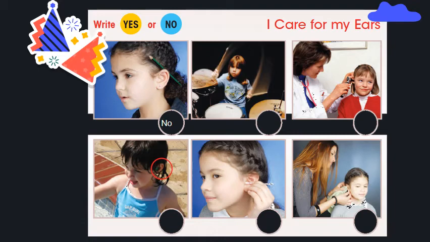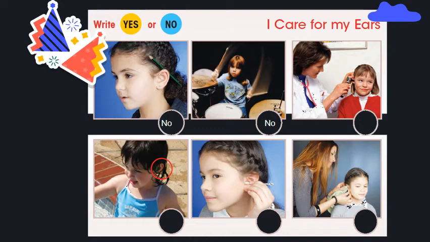The second picture. How do you feel when you hear very loud music like the girl in the picture? Do you enjoy listening to it, or does it disturb you? What do you think? Of course it disturbs, right? And it may result in damaging the ears, right? Hearing loss maybe, and it may also cause headache. So this is a bad behavior. We should write no.